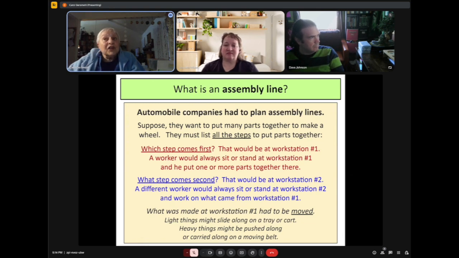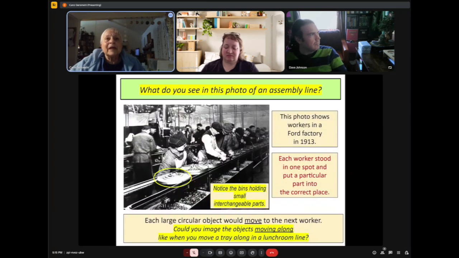When he finished, that part would move. Maybe it got pushed on a tray. Maybe it got pushed on a cart. But that part would move to workstation number 2, where there was a different worker. That worker always sat there and did a different thing. He put another part on the thing he had just received. We'll take a look.